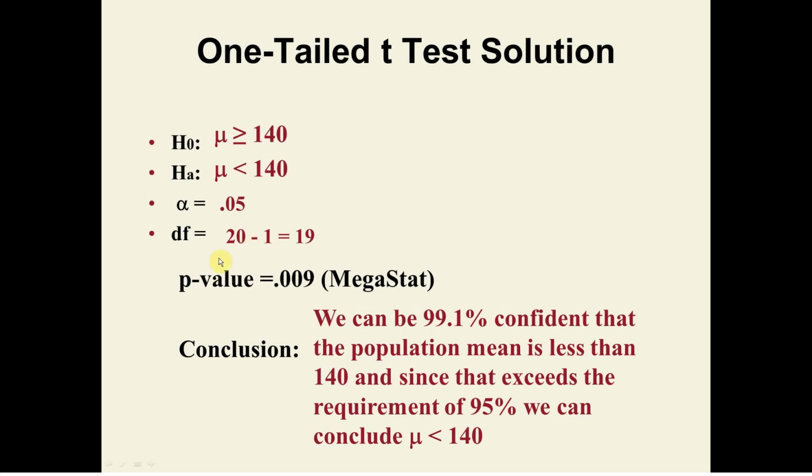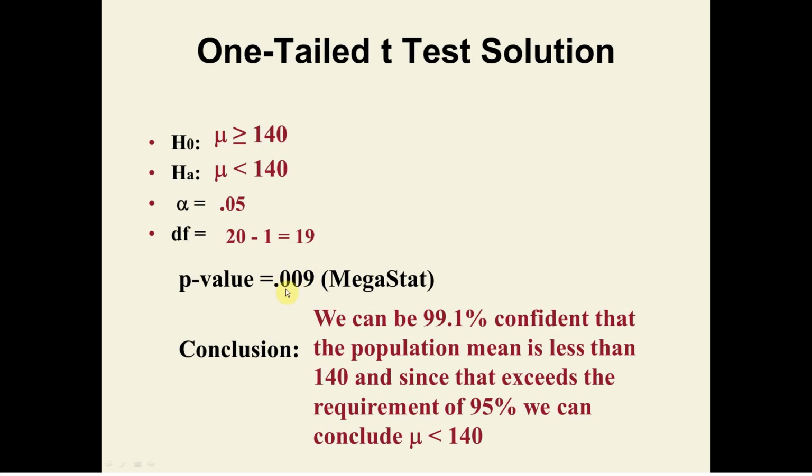Now, in Megastat, to do the t-test, it has to calculate the degrees of freedom. For the t-test, the degrees of freedom is just one less than the number of sample points. I have 20 sample points, so one less than that is 19. If I run this through Megastat, you'll see that I get a p-value of 0.009. So what does this mean?